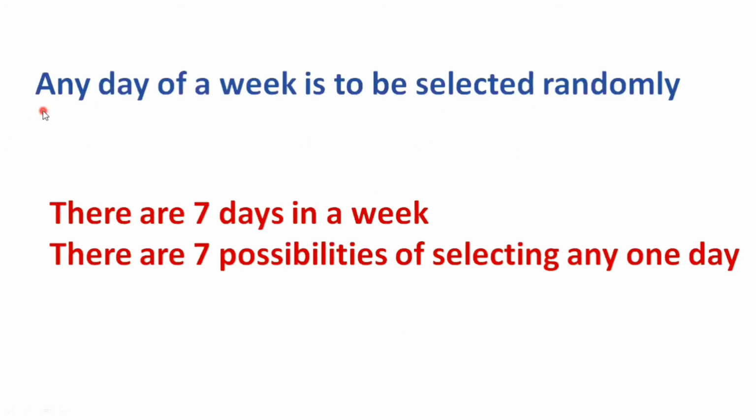Now the second question is, any day of a week is to be selected randomly. As we know, there are 7 days in a week, and we have to choose only one day at a time. That's why, as there are 7 days in a week, there are 7 possibilities of selecting any one day.